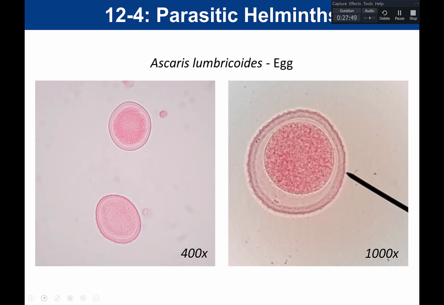Here are 2 different images of Ascaris lumbricoides eggs. The one on the left is showing at 400x total magnification. The one on the right is showing it at 1000x magnification. And so again, what you're looking for on this one is these mammillations. The scalloped edge is the characteristic for the Ascaris egg. That's how you're going to identify that stage.